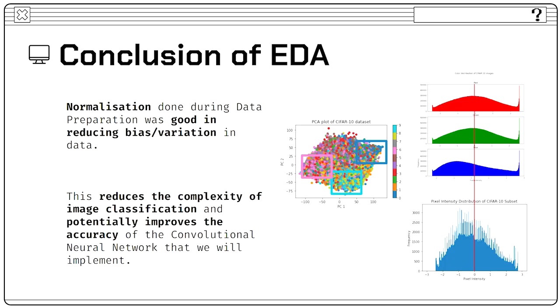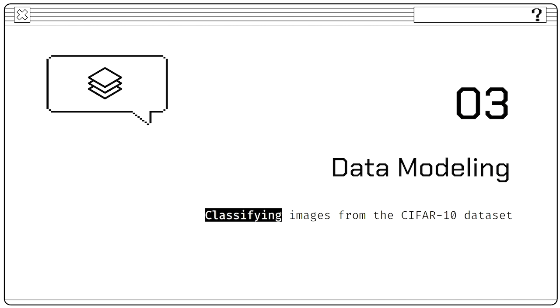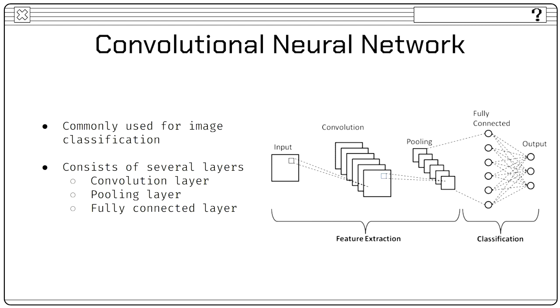In conclusion, our exploratory data analysis of the SC1015 dataset showed us that normalization of the images has helped us better prepare our images for the neural network by reducing the biases in the images. Now we move on to data modeling, where we classify images from the SC1015 dataset. For this, we use the convolutional neural network, or CNN for short.